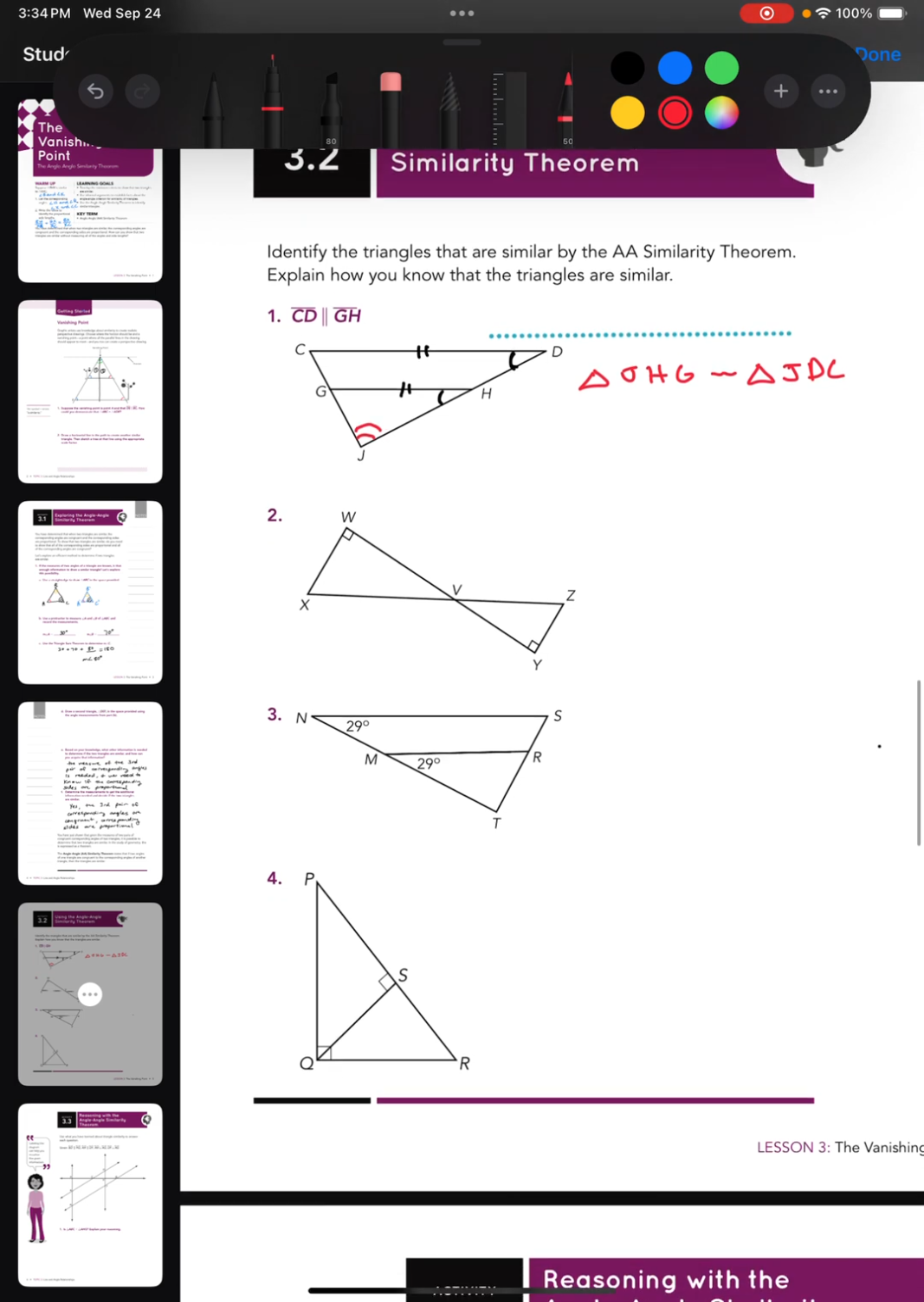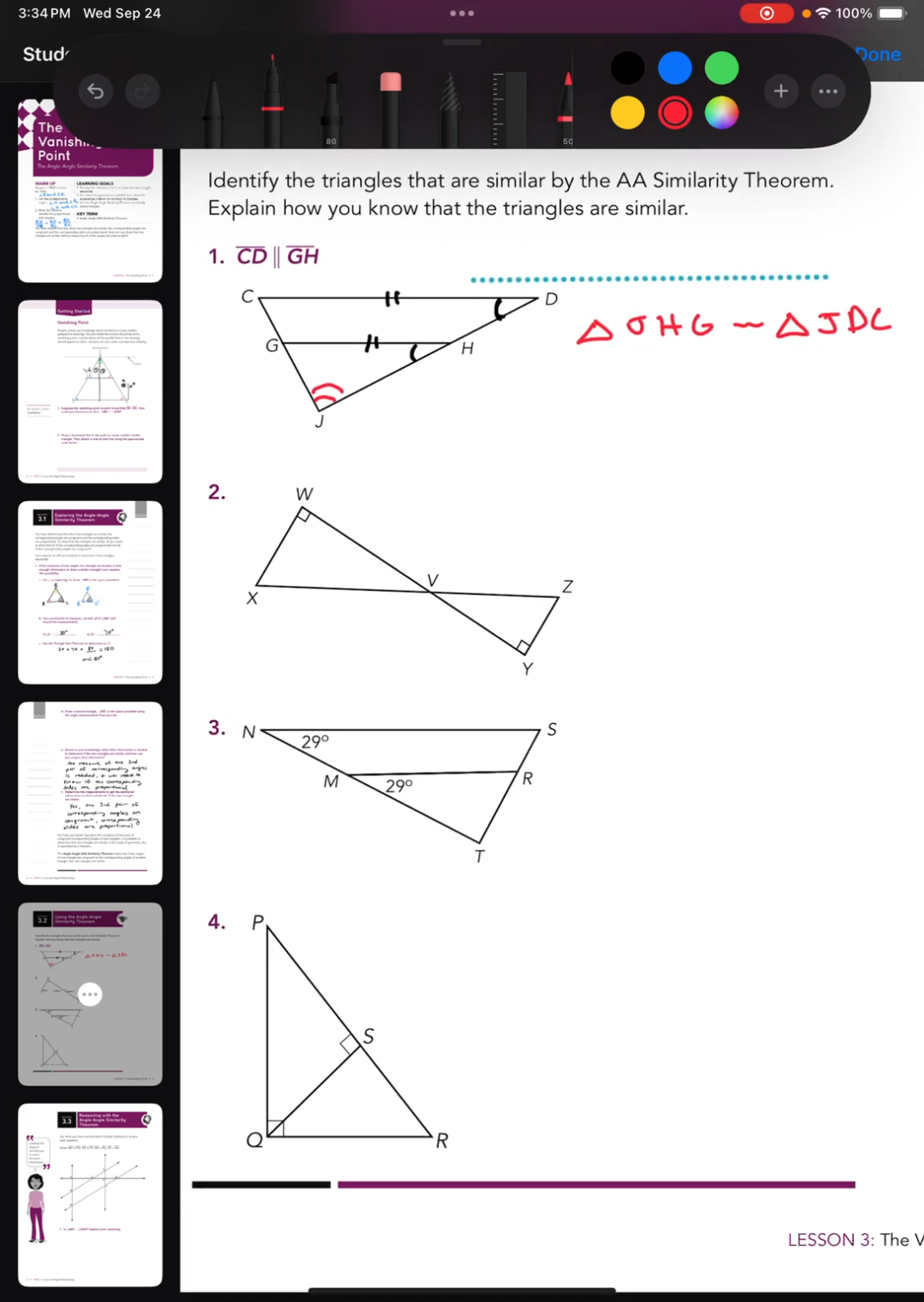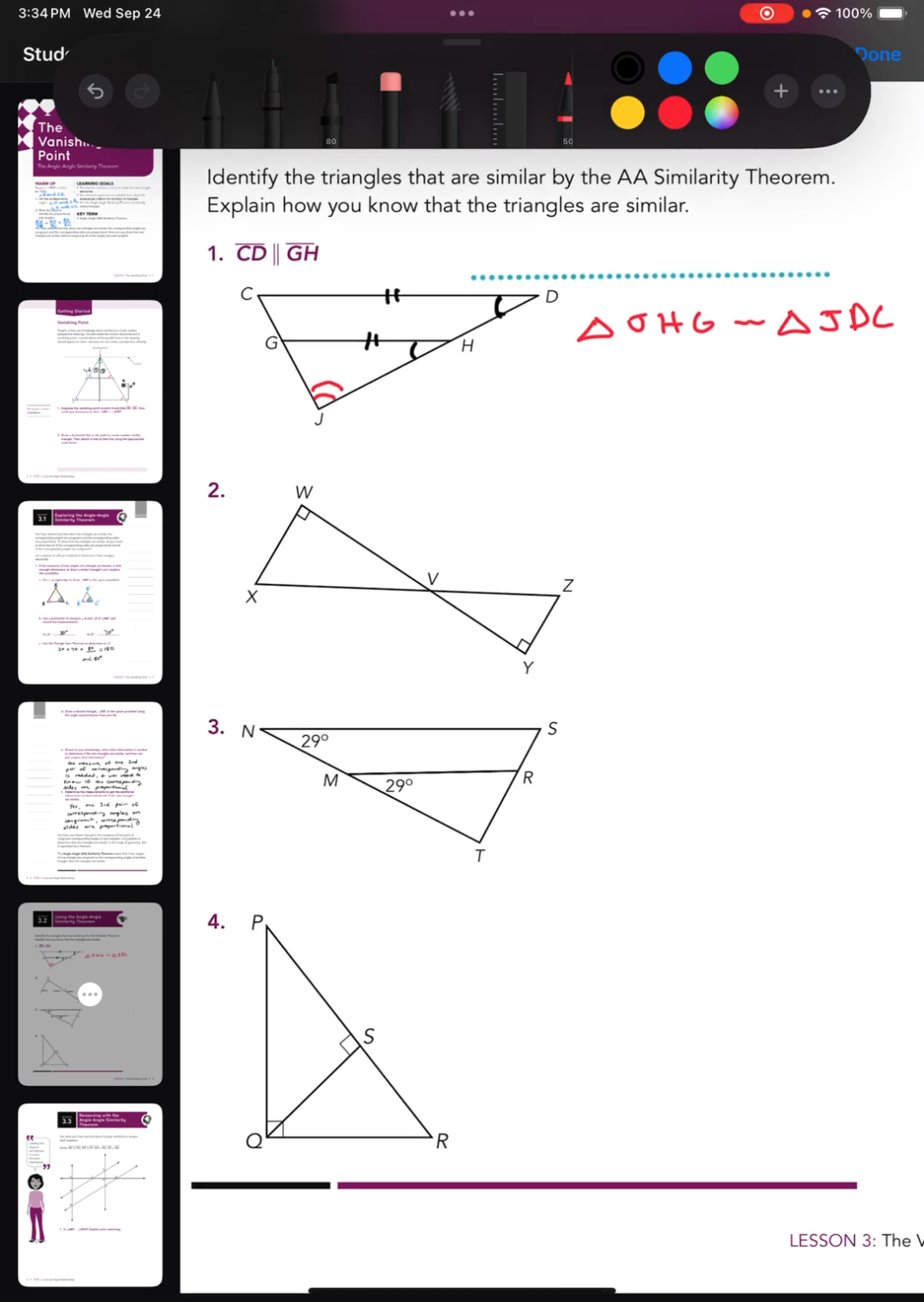Okay, for two, let me zoom in, make it a little bigger. For two, we can say for sure that they share that 90-degree angle, so we know those match. And these two pair angles are vertical angles. So they have to be congruent based off what we've learned in previous lesson about vertical angles. So again, those are similar triangles. So we can say triangle VYZ is similar to triangle VWX.